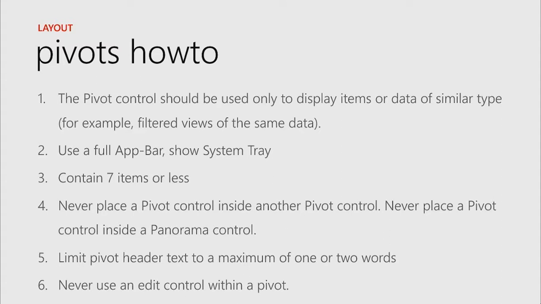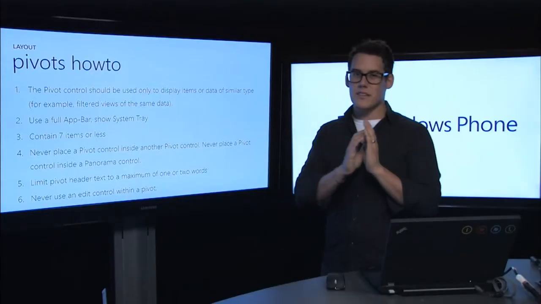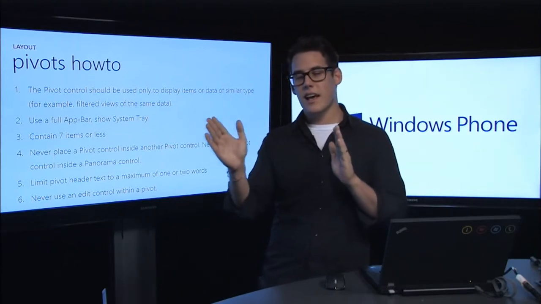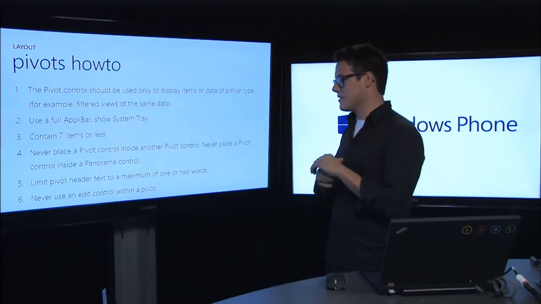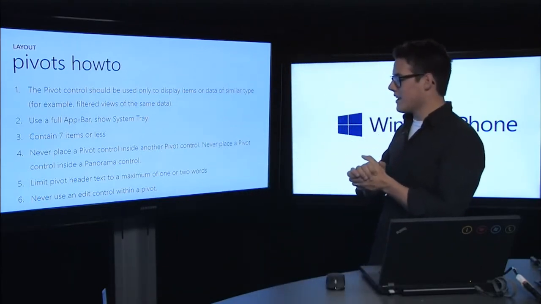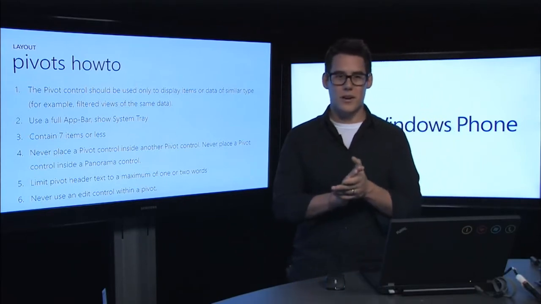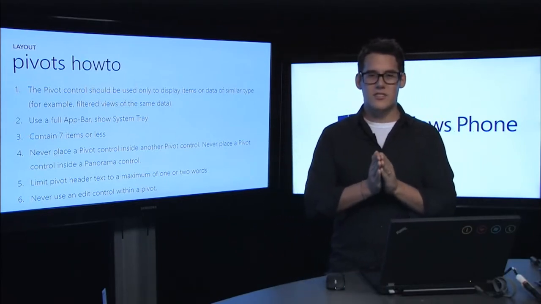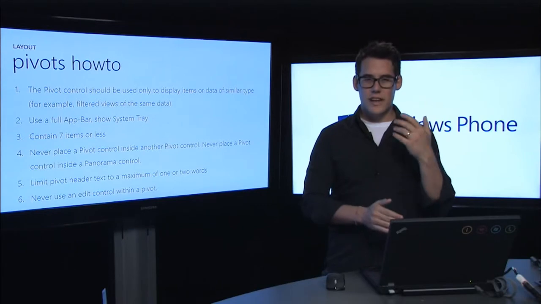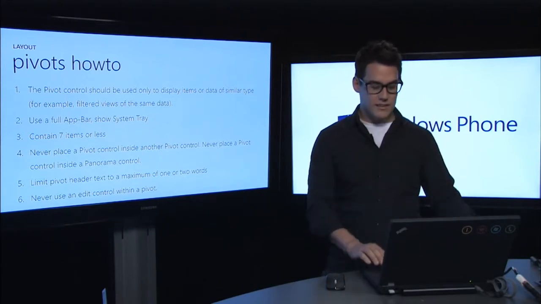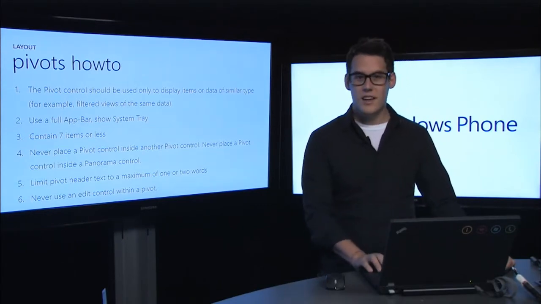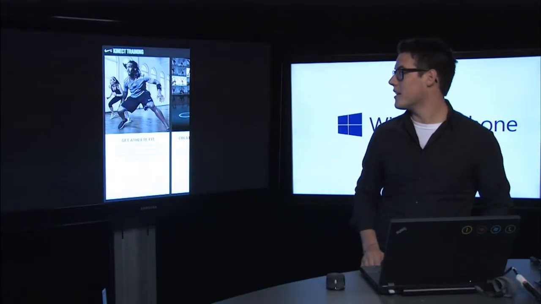Limit pivot header text to a maximum of 1 or 2 words. This is just because pivot header text gets truncated and you don't want to lose whatever that data is. Number 6, never use an edit control within a pivot. That goes back to what I was saying earlier. Just use it for data sets. Drill down to single pages for anything that's got a lot of control in it. Here's a couple of great examples of pivots out there.